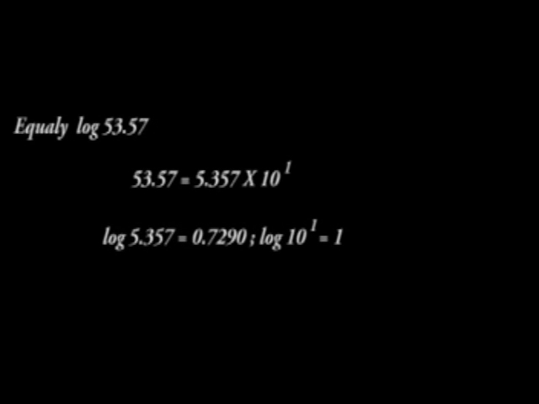Equally, log 53.57, we shall have 53.57 is equal to 5.357 times 10 to power 1. Log 5.357 is 0.7290. Log of 10 to power 1 is equal to 1. Therefore, the log of 53.57 is equal to 1.7290.